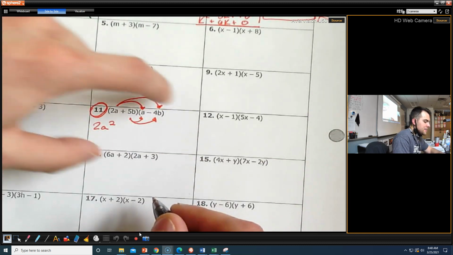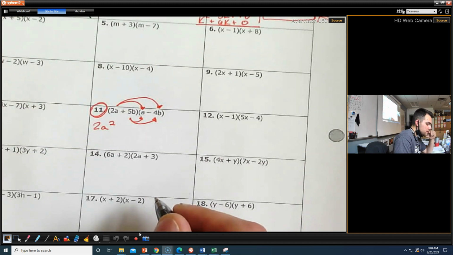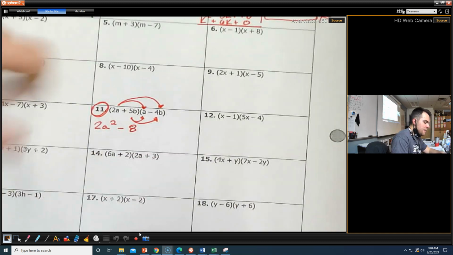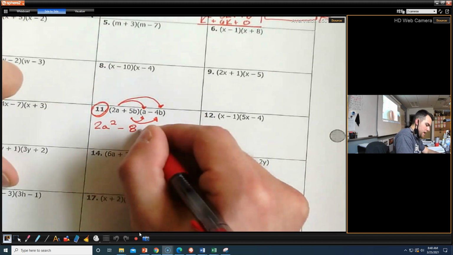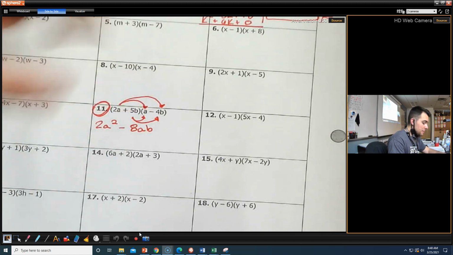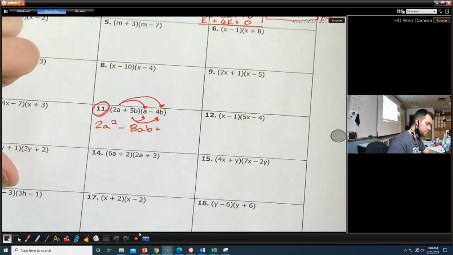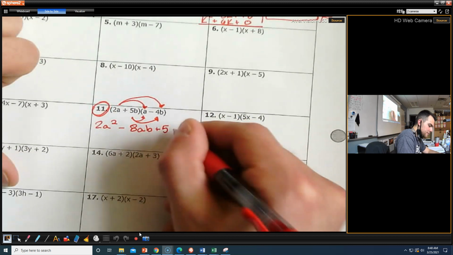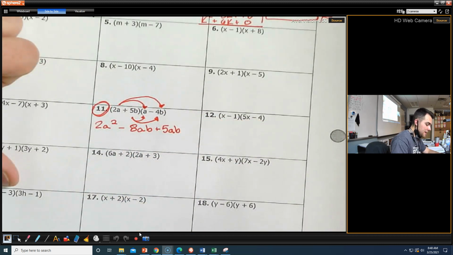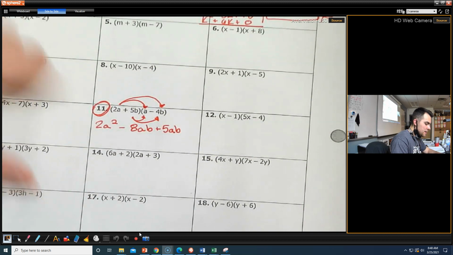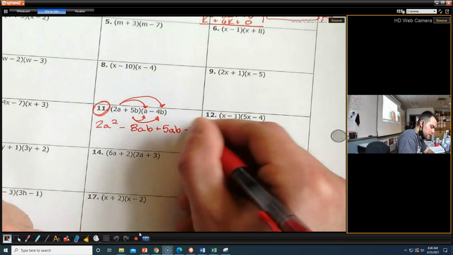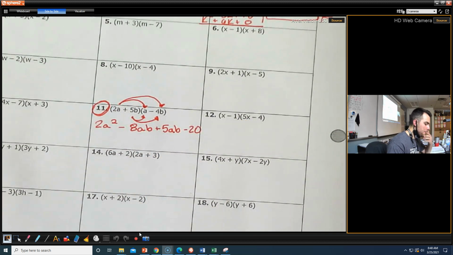And then 2a times negative 4b is negative 8, and then we have an a and a b, so ab. And then we have 5b times a, so it's going to be 5ba. I'm going to write it like this, but yes, you're right. 5 times negative 4 is negative 20, and that's negative 20 b squared.